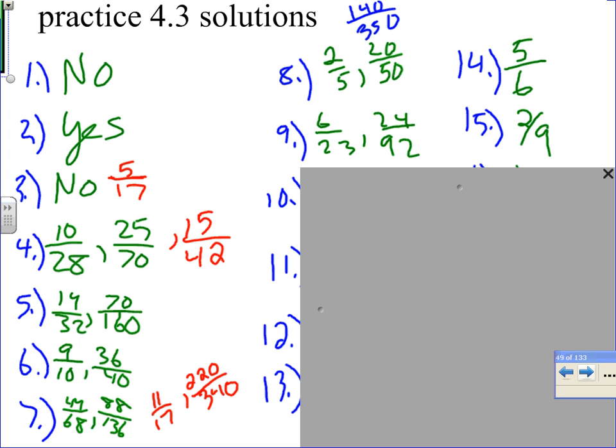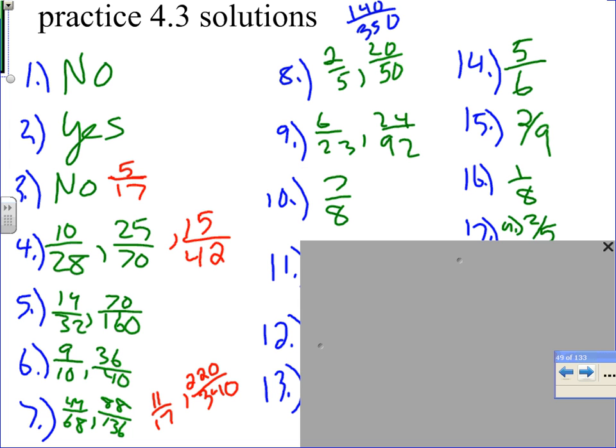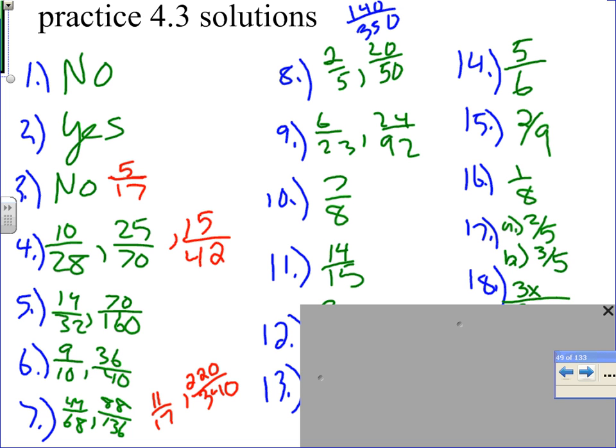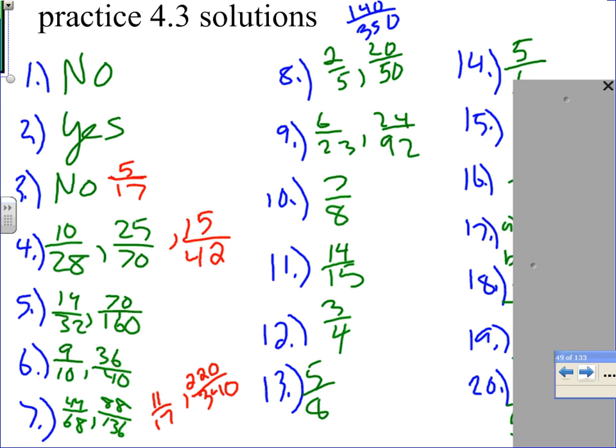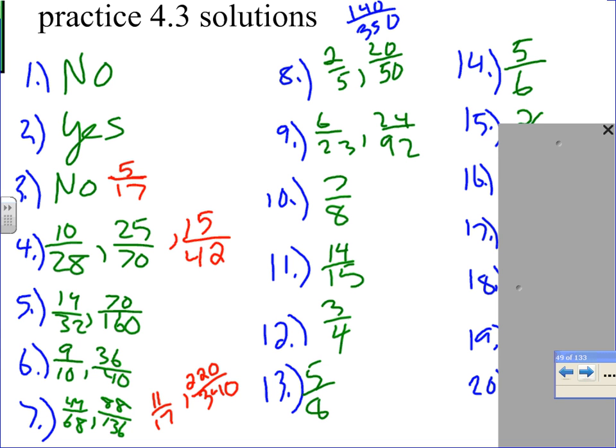Number 10, Mary. Good, 7/8. Number 11, Sean. Good. Zach, number 12. Good. Matt, number 13. Good. Donatus, number 14. Good. Number 15, Emma H. Good. 2/9. Number 16, Jeremy. Good. 1/8.